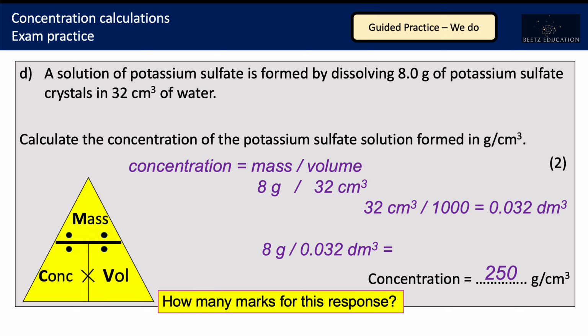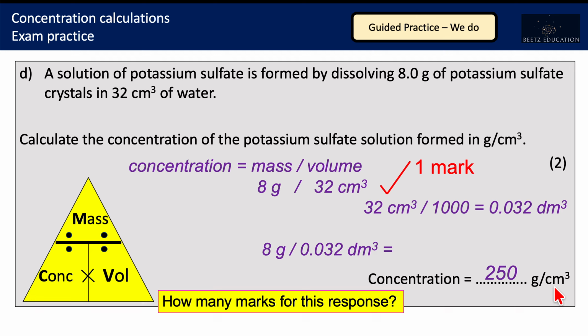So then, in this case, we can see the student has correctly used the MCV triangle to work out concentration. They've only got 1 mark though. The reason being, they've unnecessarily done a unit conversion, and this is something I see a lot of students do. They get trigger happy with their unit conversions.